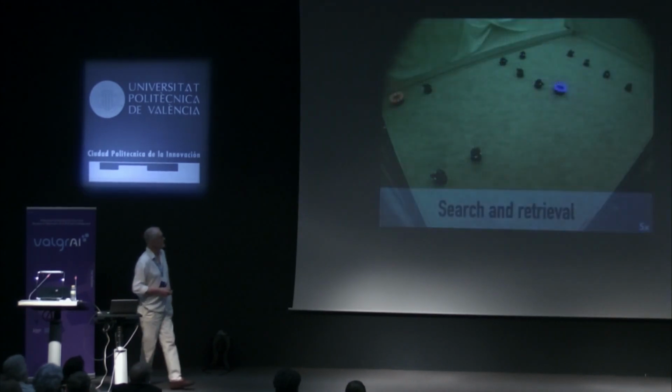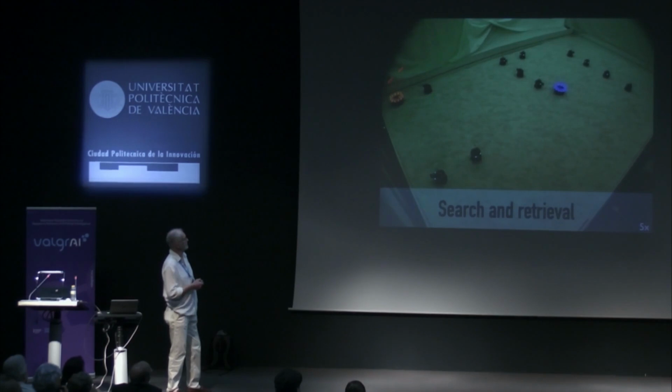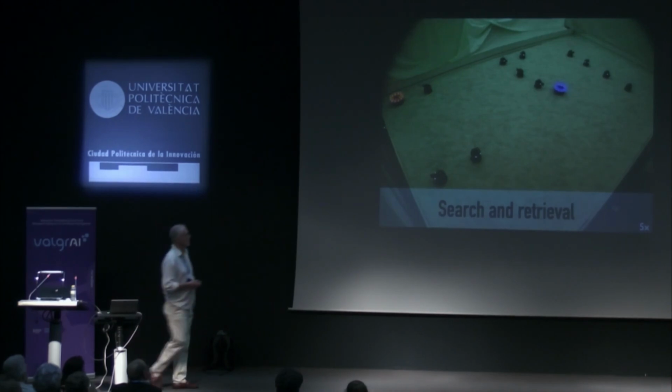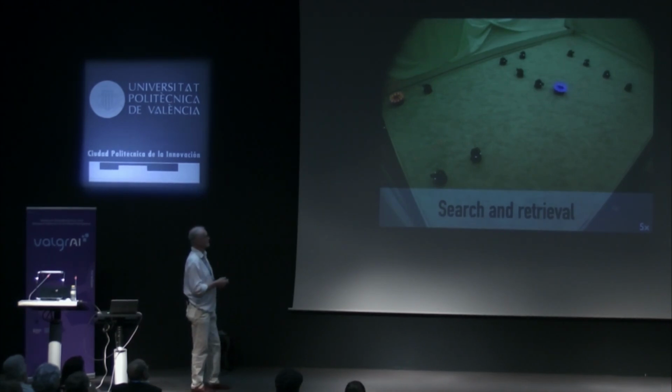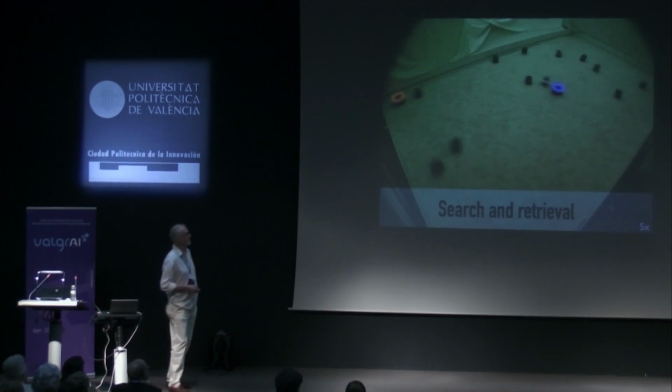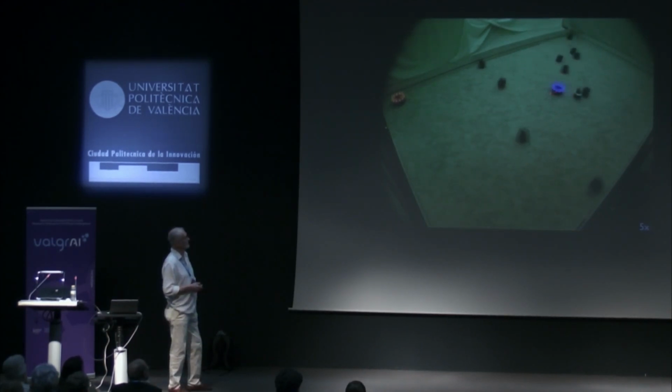Okay, so this is the experiment. This is the object to be retrieved. It needs 3 robots to be comfortably moved. This is the goal location. These are the robots randomly placed in the environment. So once the experiment starts, you will see that chains start to happen.